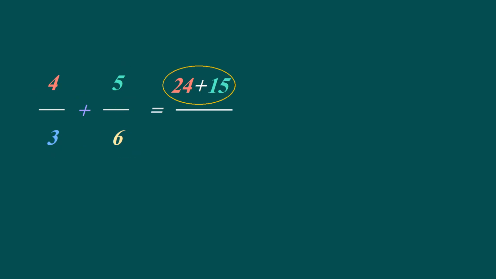Now just add those two numbers, so we have 24 plus 15, which is equal to 39. Multiply the two denominators, so we have 3 times 6, which is equal to 18.